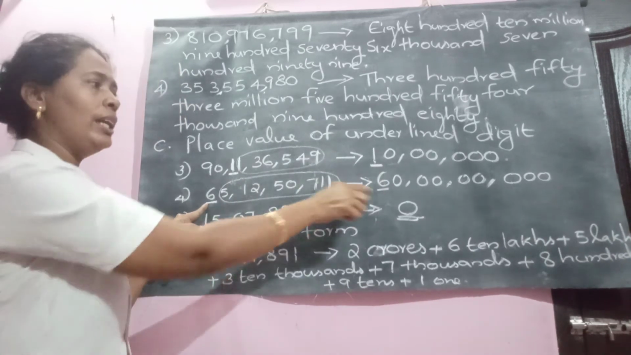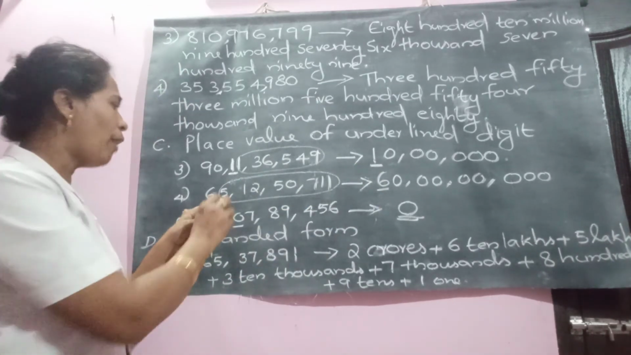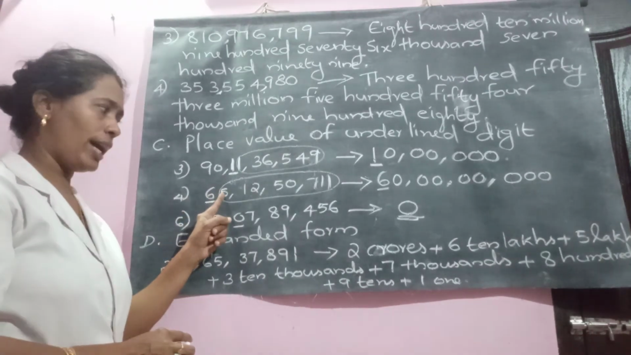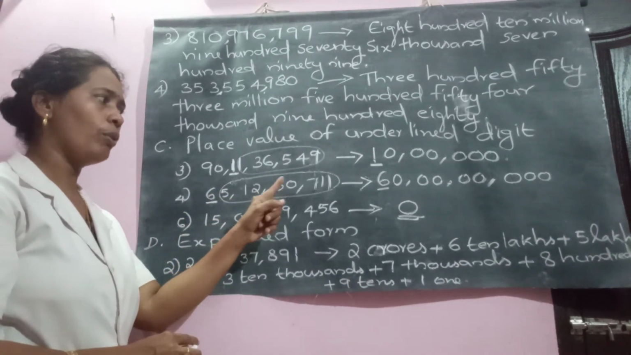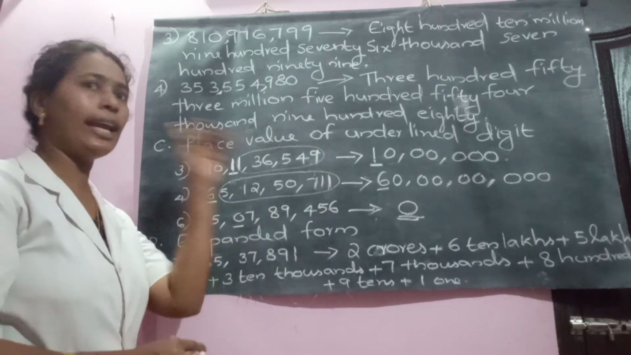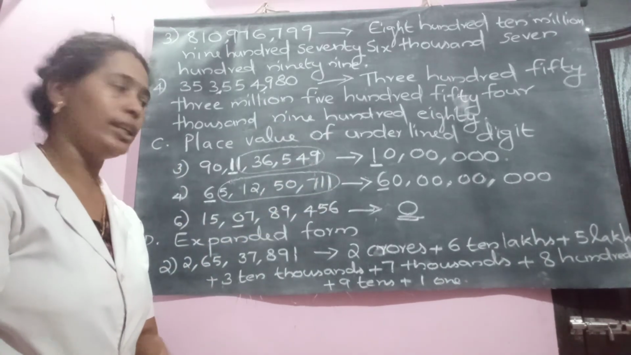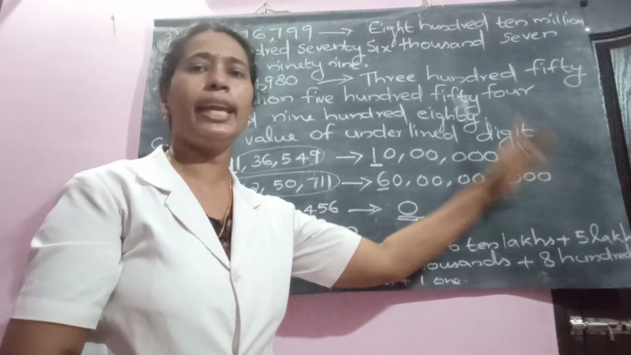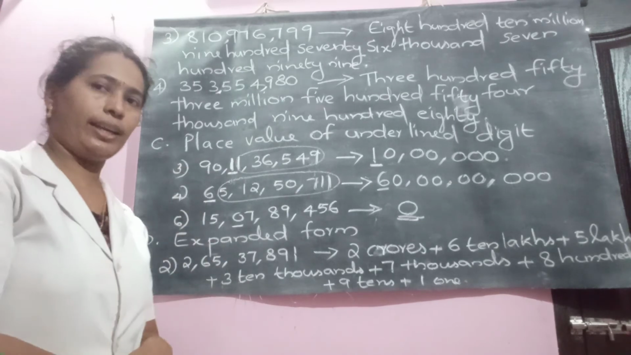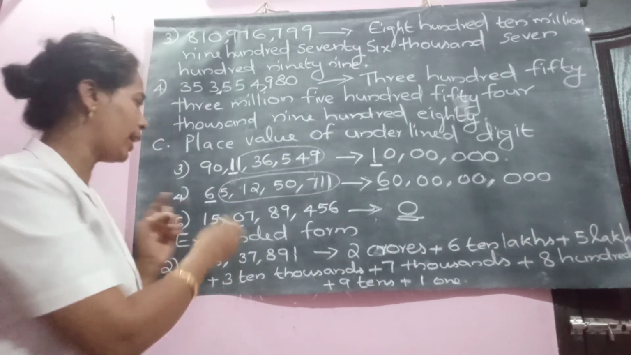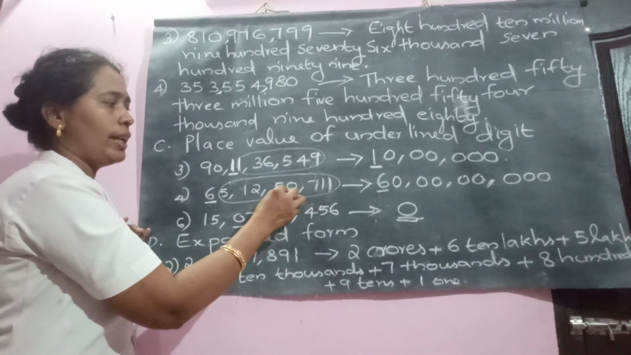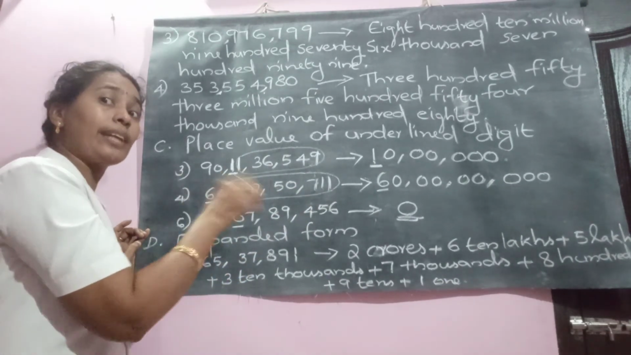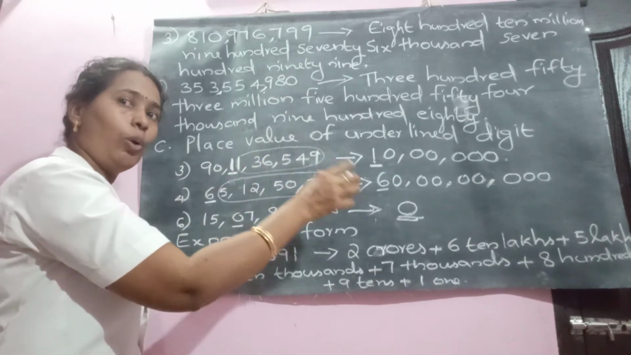6 is underlined. So the teacher wrote 6 first. After 6, you circle the digits. How many digits are there? Count it. 1, 2, 3, 4, 5, 6, 7, 8. 8. So you add that many zeros. 1, 2, 3, 4, 5, 6, 7, 8 zeros the teacher has added. 60 crore. When you are counting ones, tens, 100, 1000, 10,000, lakh, 10 lakhs, this is crores and this is 10 crores. So 6 in the 10 crores place, that is 60 crores.